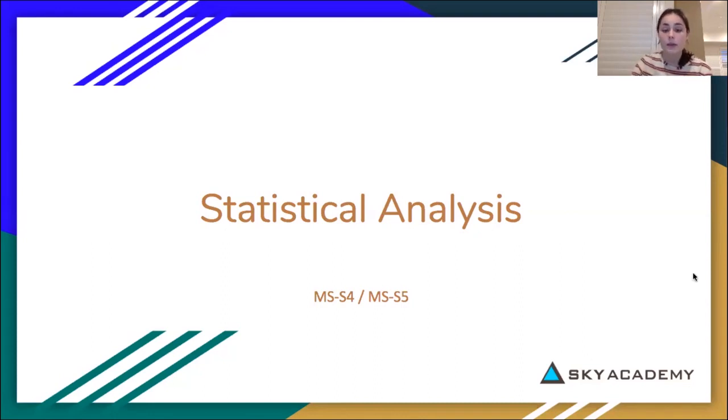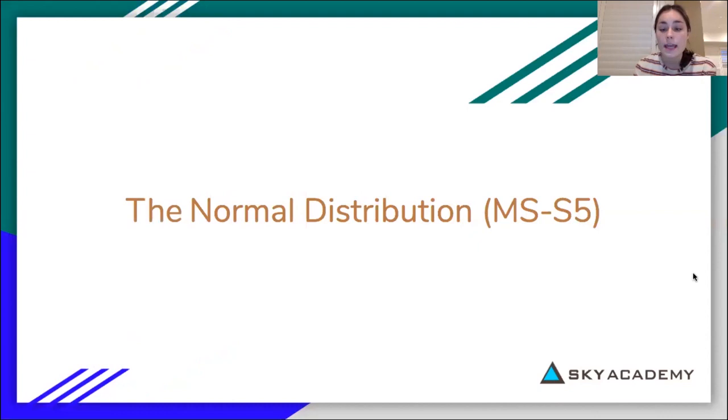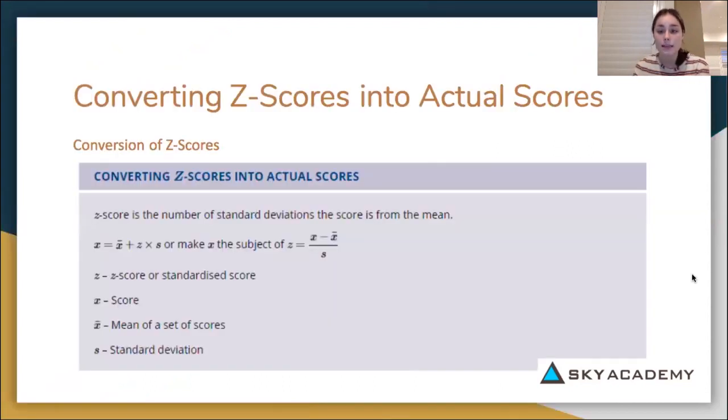Specifically though, we are looking at the normal distribution MS5. So this is our 5th video within the normal distribution, and we are looking at converting Z-scores into actual scores. If you remember in our previous video, we looked at calculating Z-scores, and this time we are looking at turning Z-scores into actual scores.